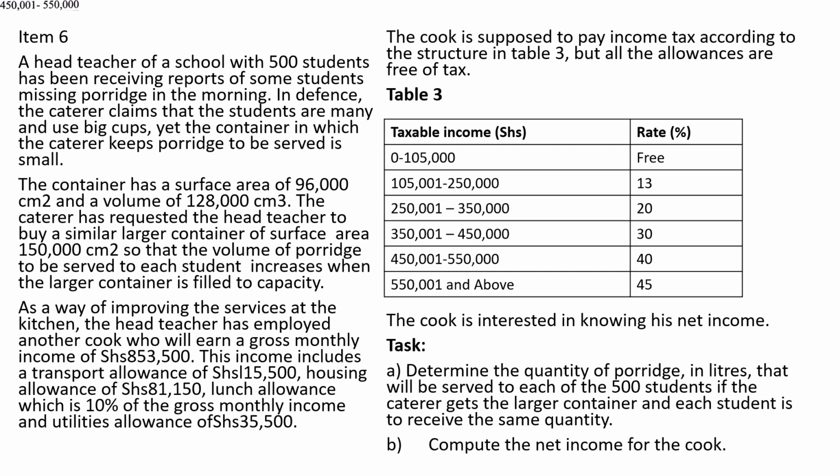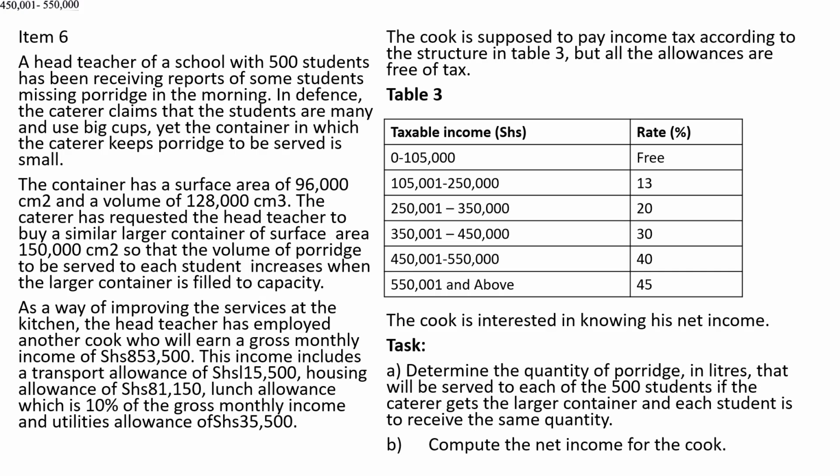So here our scenario reads: a head teacher of a school with 500 students has been receiving reports of some students missing porridge in the morning. In defense, the caterer claims that the students are many and use big cups, yet the container in which the caterer keeps porridge to be served is small.